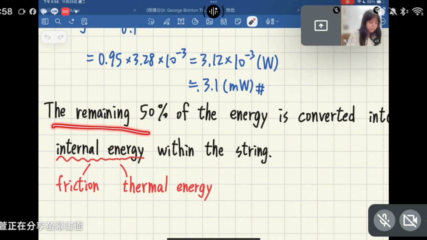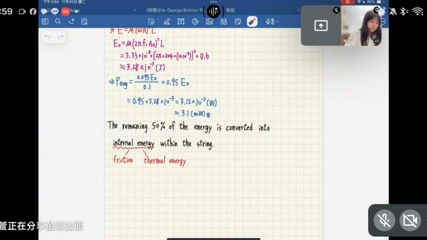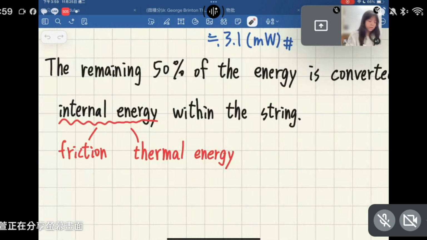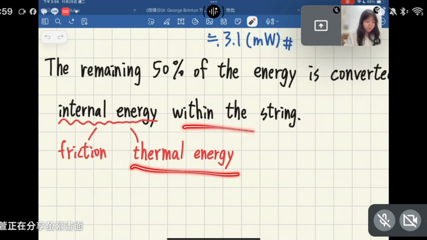And the remaining 50% of the energy is converted into internal energy, like friction or thermal energy within the string. Okay, finish. Thank you.